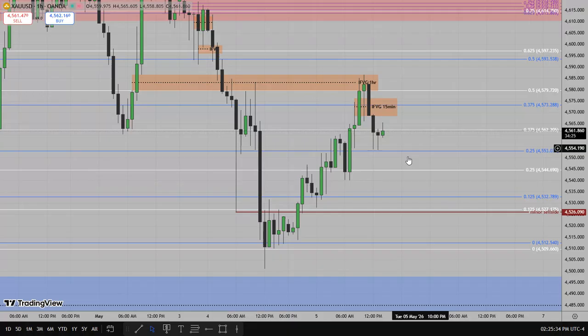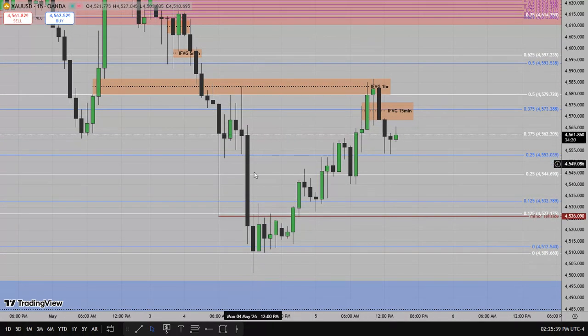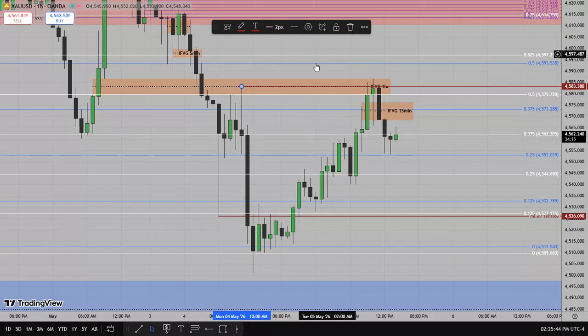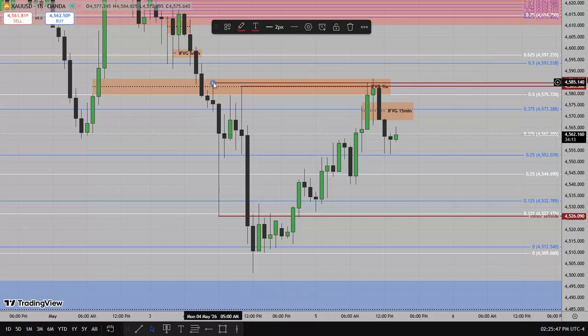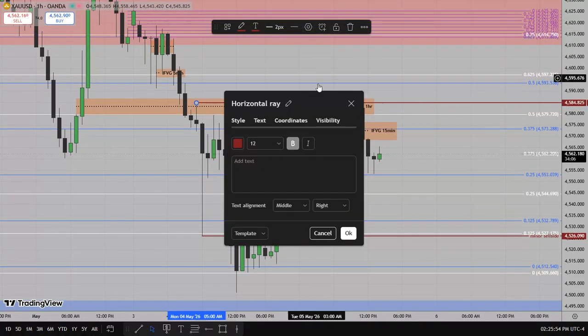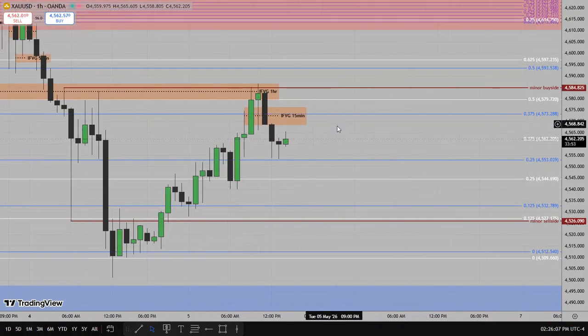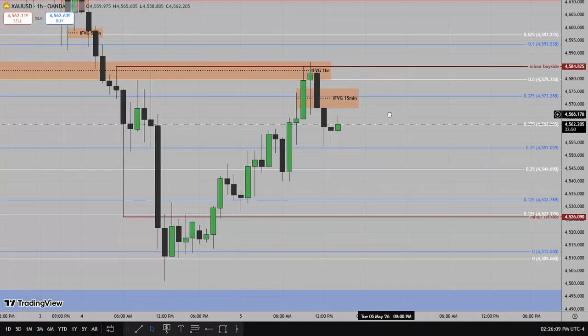It is not surprising to me that we came for this liquidity here. It's not surprising to me that this is what was being targeted. That's minor buy side liquidity there. Very simple, very visual.